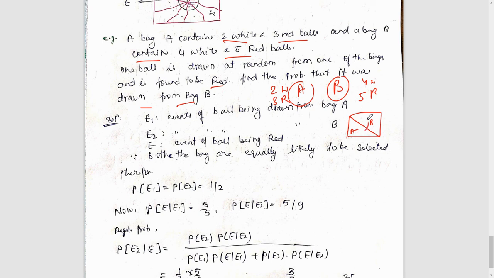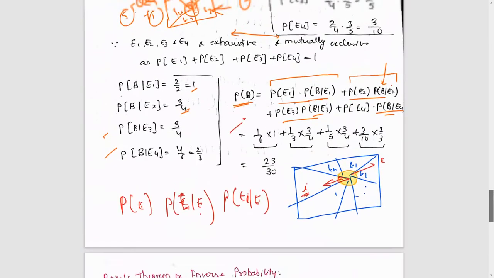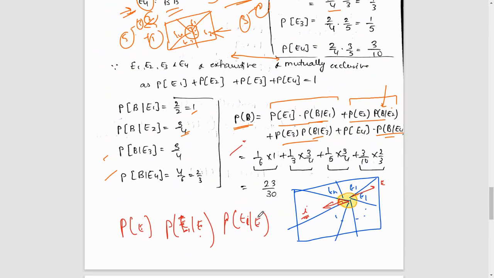Then what is the probability that this particular thing is coming from bag B? So it means, what is the probability that any particular event is happening? If it has happened, what is the probability it is happening due to event Ei? That's what we are trying to find here.